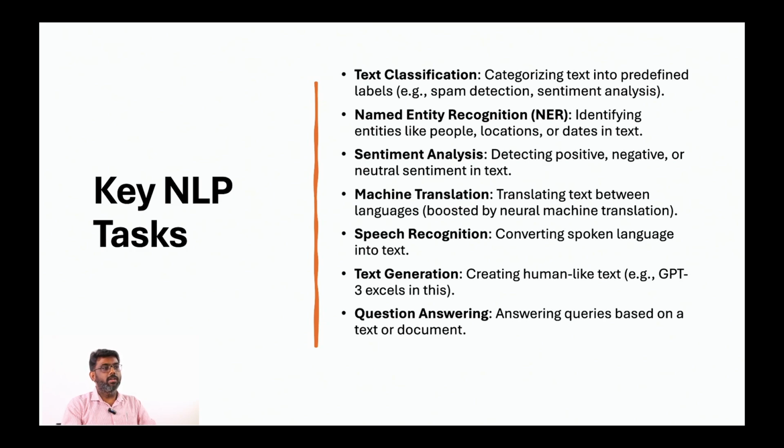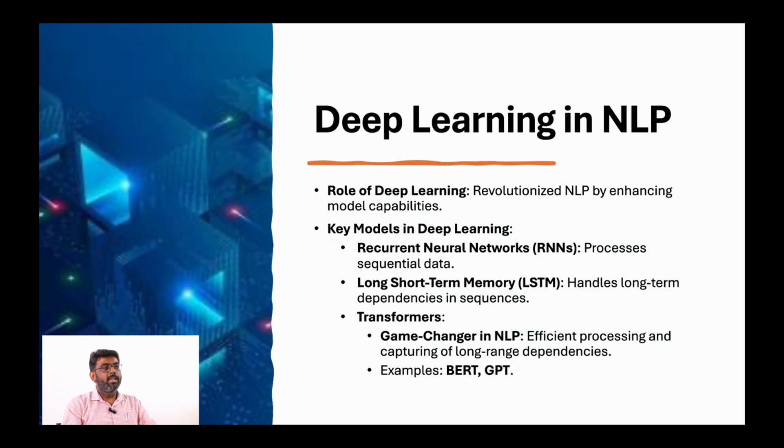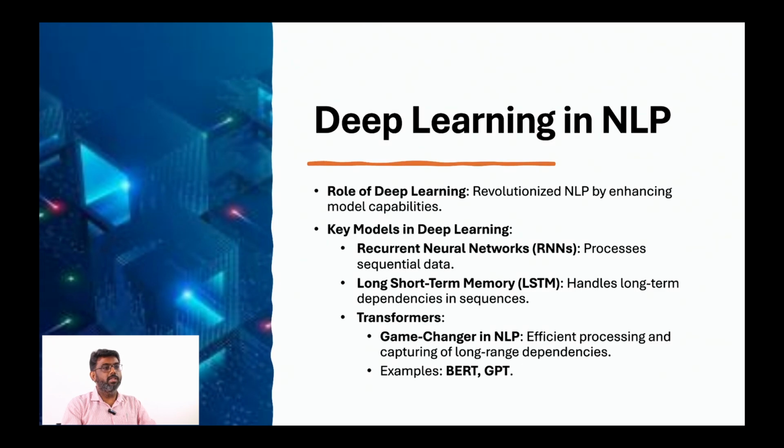Speech recognition: converting spoken language into text. Text generation: creating human-like text based on a given input. Models like GPT-3 excel at this task. Question answering: answering specific questions based on a given text or document. Deep learning in NLP. Deep learning has transformed NLP. Models like recurrent neural networks and long short-term memory networks are used for processing sequential data. However, transformers are the real game changer. These models, like BERT and GPT, can process data more efficiently and capture long-range dependencies in text.